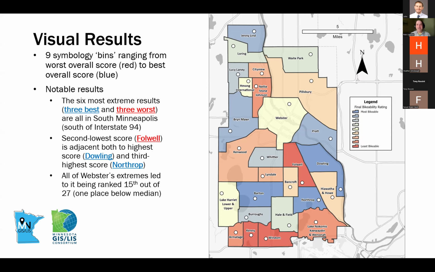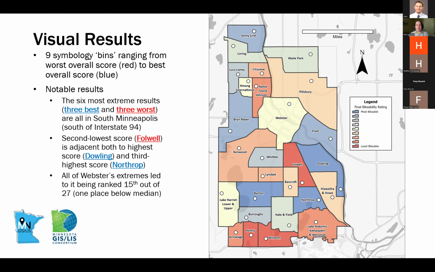Another thing that really stood out to me is that the 6 most extreme results, in other words, the 3 best and 3 worst, are all in South Minneapolis. The 3 worst here, Fulwell, Windham, and Kenny, as well as the 3 best, Barton, Northrop, and Dowling, in those deepest colors. They're all south of Interstate 94 in South Minneapolis. Speaking of which, the second worst score, Fulwell here, is sandwiched right in between Dowling, which had the best score, and Northrop, which had the 3rd best score. So even proximity seems to have a lot of variability. The second worst score is sandwiched in between number 1 and number 3.